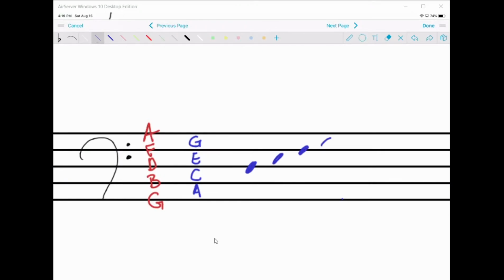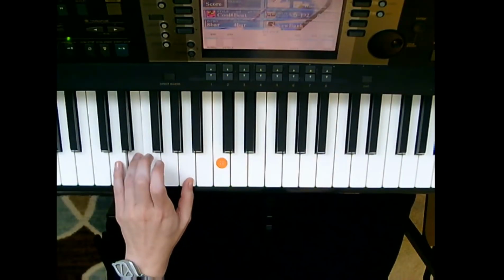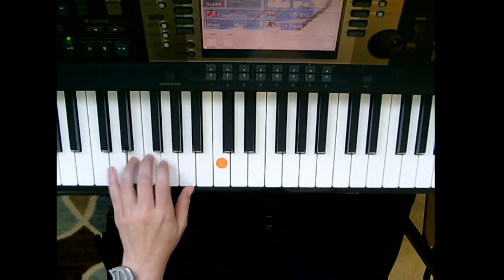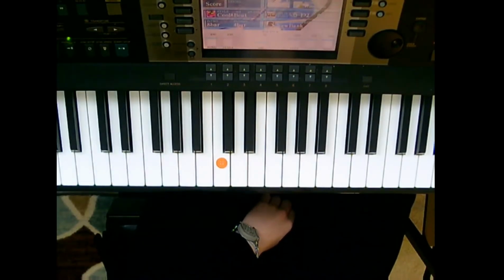D, E, F, G, A, you'll notice I didn't skip any letters, and I wouldn't skip any fingers either if I was just playing that. So I would play D, E, F, G, A. Line, space, line, space, line. So it follows one right after the other.